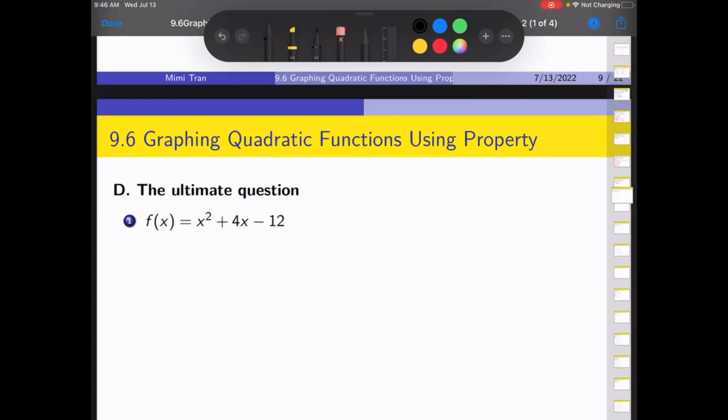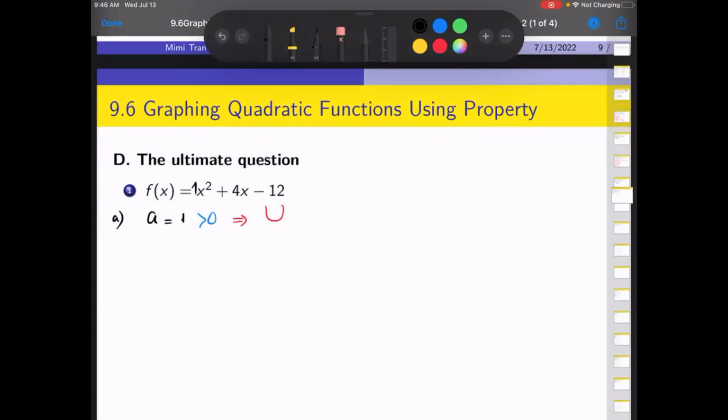So what is a here? Is a positive or negative? Positive, right? Because a equals 1, so that implies a is greater than 0. This implies what? Open up, right? My parabola is going to open up.